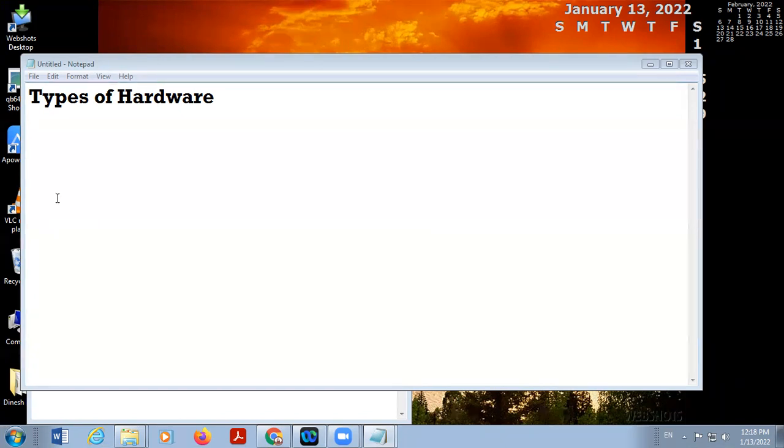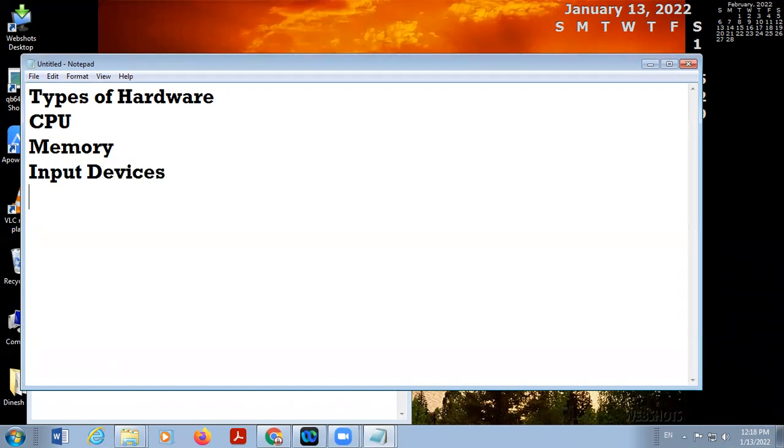So we know that when we discuss a computer, there is a CPU, memory, input devices, and output devices. So all of these are physical things.